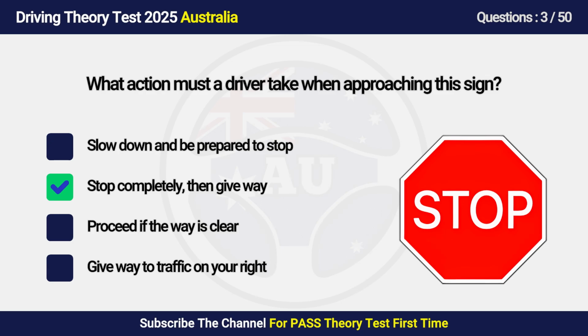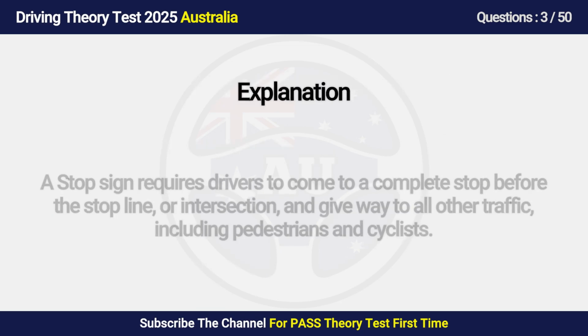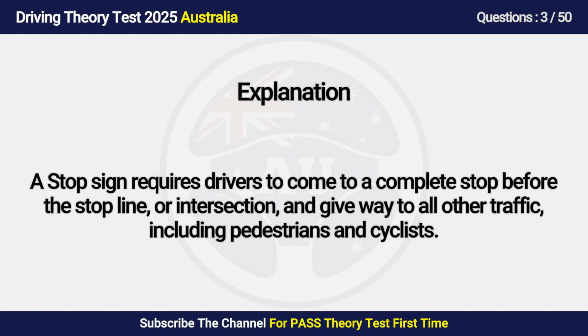Answer is B. Stop completely, then give way. A stop sign requires drivers to come to a complete stop before the stop line or intersection and give way to all other traffic, including pedestrians and cyclists.